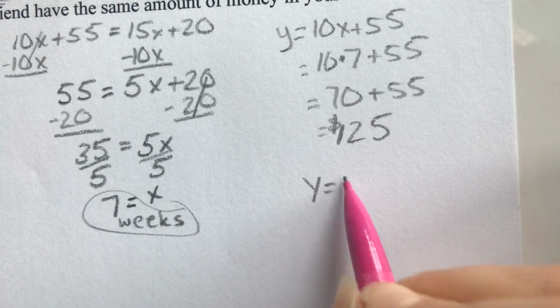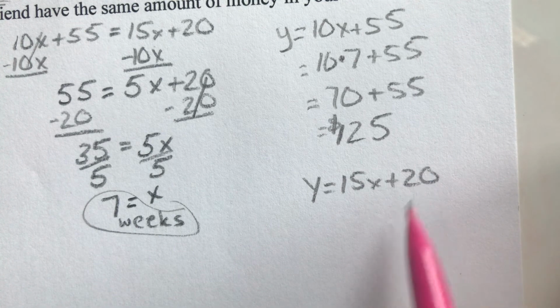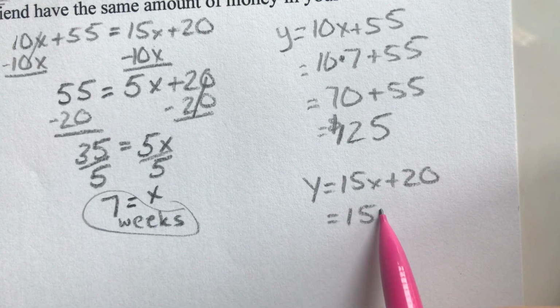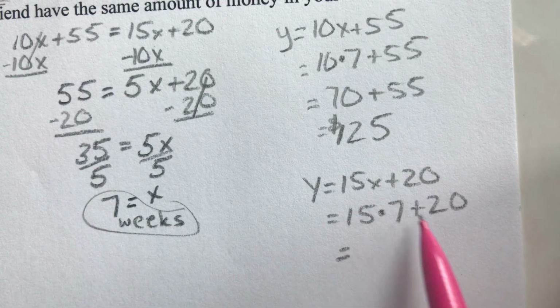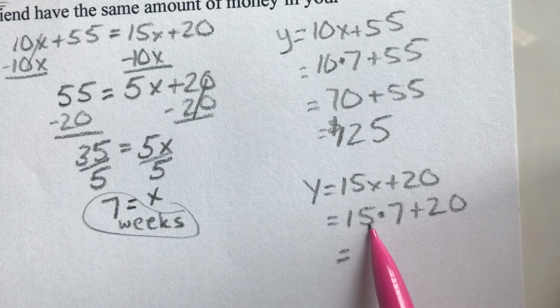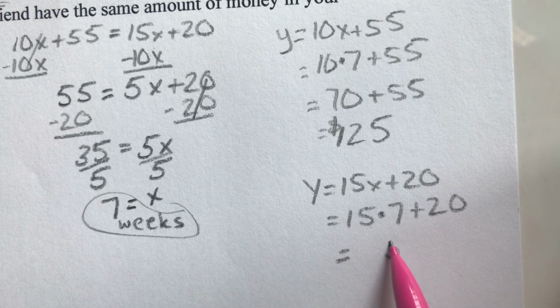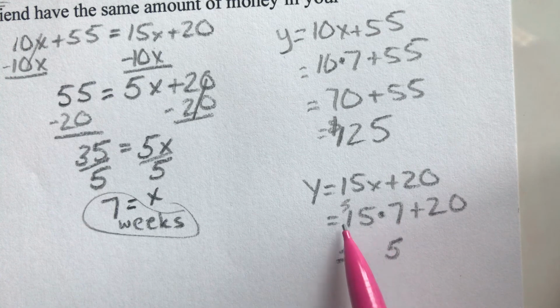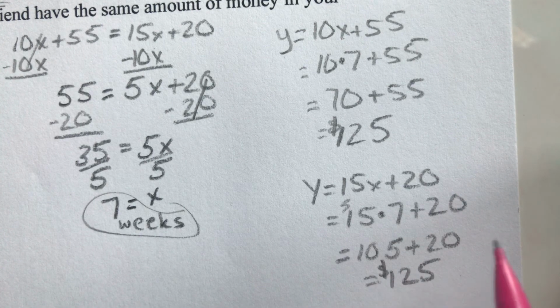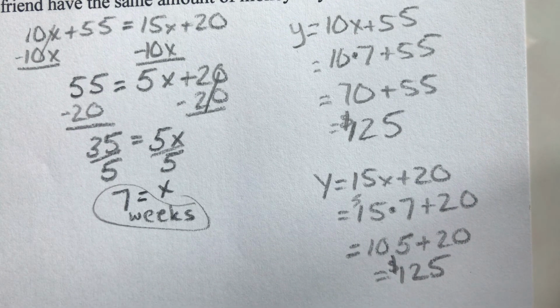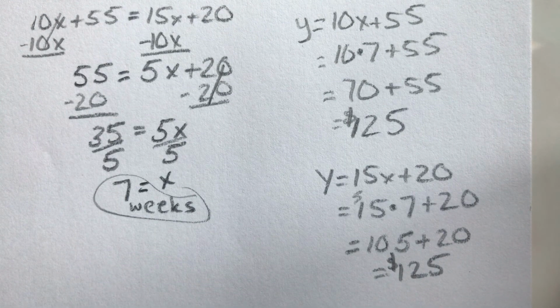Well, let's see if your friend also has $125 in 7 weeks. So that is 15x plus 20, 15 times 7 plus 20. 5 times 7 is 35. Bring the 3 up, 7 plus 3, so it's 105 plus 20, 125. We know we did it correctly, and that just took us an extra minute or two, right? Maybe quicker even if you had a calculator. I don't have mine on me.